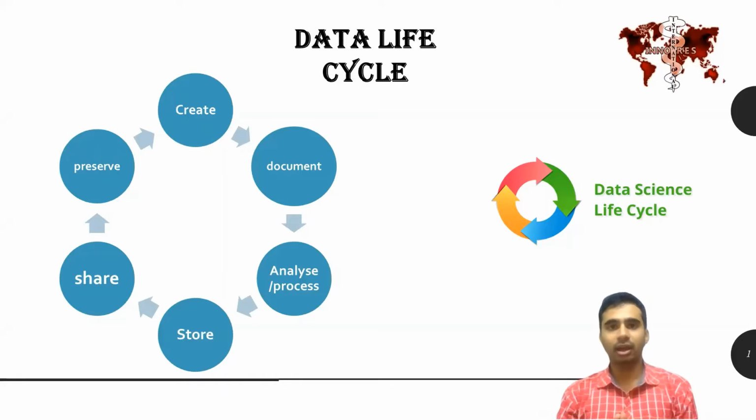Just like everything has a life cycle, data can also be represented in the form of a life cycle. The first step is to create data. The second step is to document whatever data we have created. The third step is to analyze or process it. Once you've analyzed and processed, you store the data. After storage, we can share the data with our own colleagues, or if anyone wants to review the research paper. And after everything is done, we can preserve the data for future use.